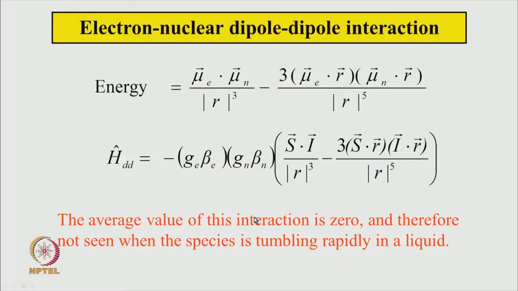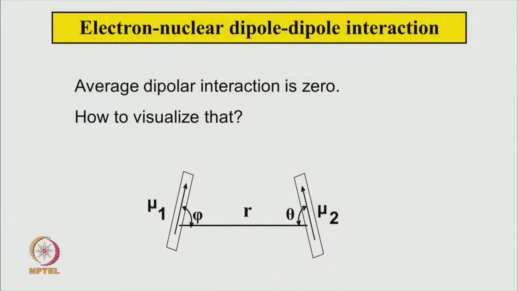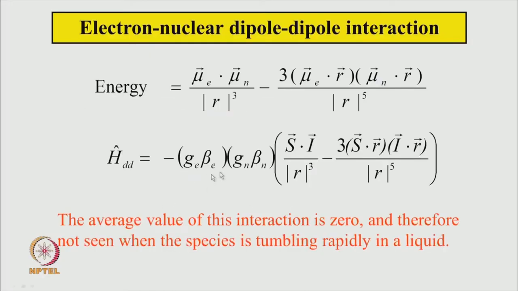Now, this dipole-dipole interaction is such that its average value turns out to be 0. So, when the species is tumbling rapidly, let us say in liquid or gas, when there are collisions of atoms, then the average value of this energy becomes 0. But how do you visualize that this energy of interaction becomes 0? It is not very obvious from this type of operator or this type of energy expression. Of course, one can calculate and find out that indeed that is 0 if we take care of all possible orientations, but let us try to understand at least qualitatively whether this energy can be 0.